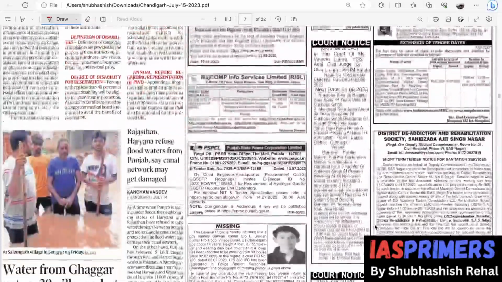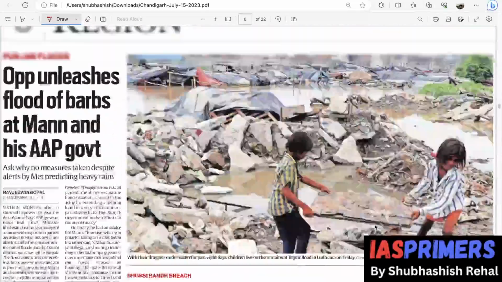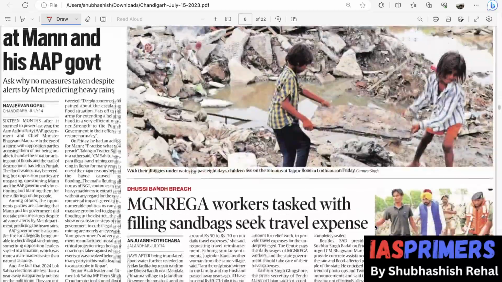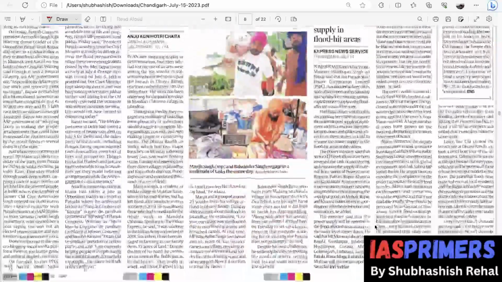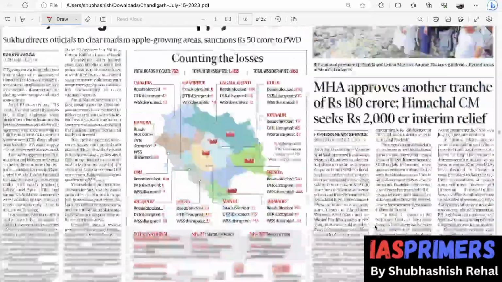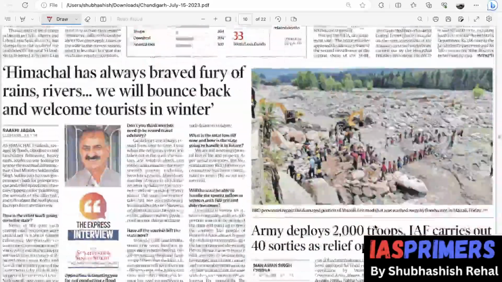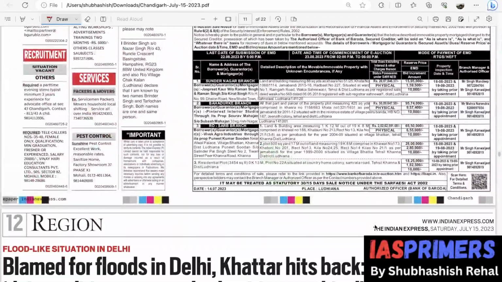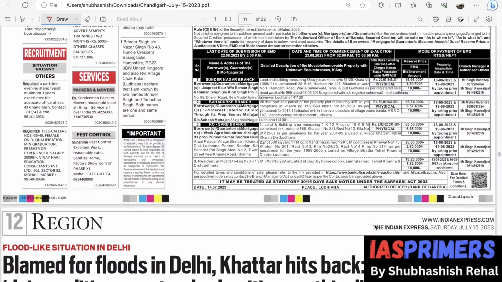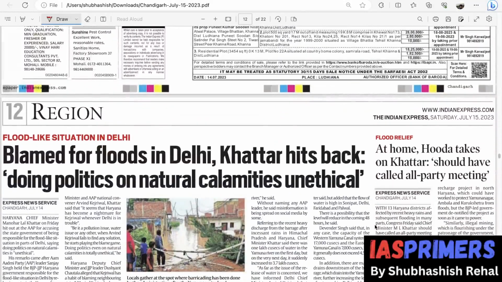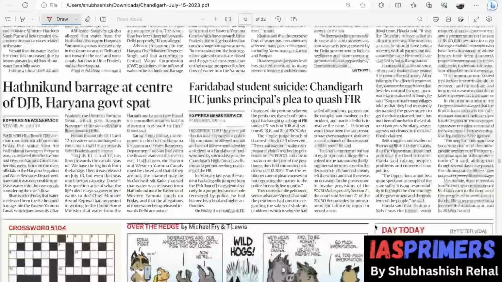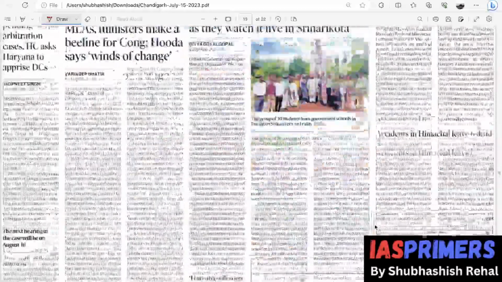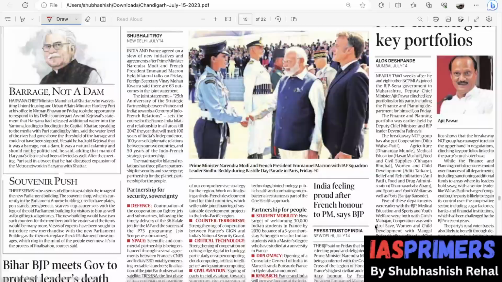So every year we have data about the floods. Still, these things happen. We are having more and more worst experiences. So all the states are affected. Shimla is saying that now we are affected, but will bounce back soon, and in winters we will have a tourist season. So, all of that about the floods.